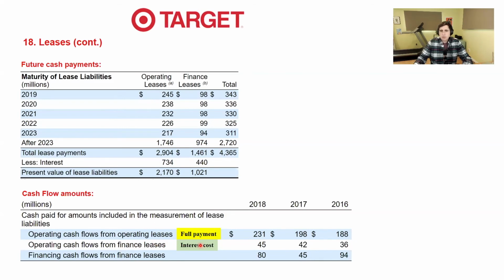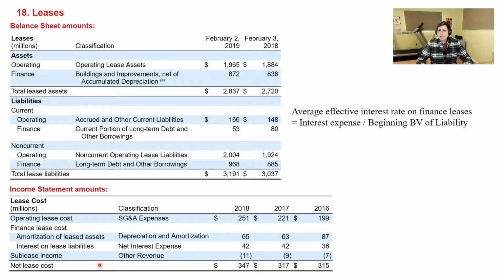So the interest cost goes into the operating cash flow section, whereas the principal reduction element of the cash payment goes into the financing section. And now I'm going to get a little bit more specific. Let me go back to the last slide, and I'm going to calculate the average implied effective interest rate on capital leases, okay?